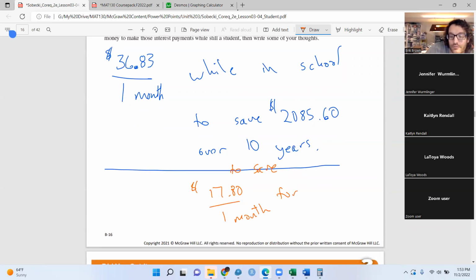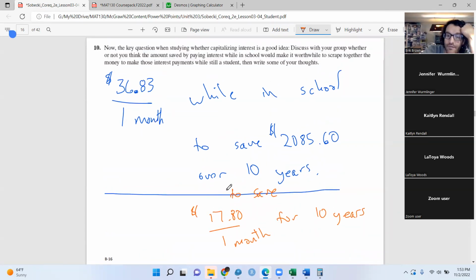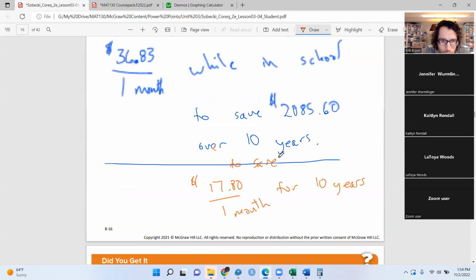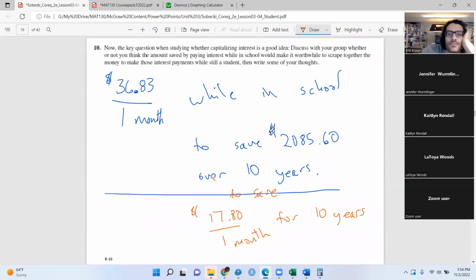For 10 years. Right? So it's roughly cutting in half the amount of payments you'd have to pay later. I don't know. What do you all think? Should you subsidize or should you not? So, you know, think about it. It's going to be a question on the final exam.